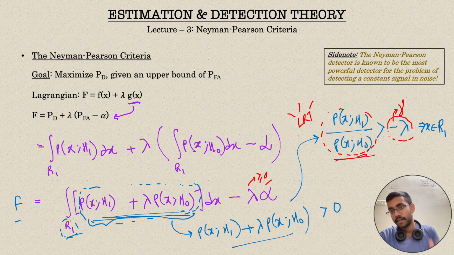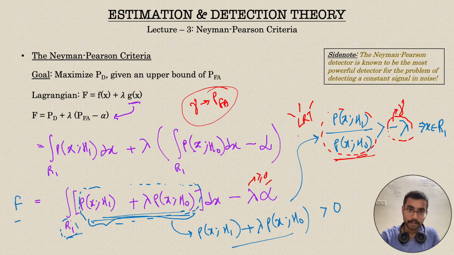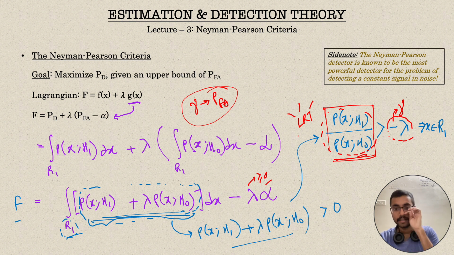This particular threshold that we'll be having, the threshold gamma, how do you obtain that? We obtain that from P of FA, just as we have seen from the last example. P of FA would be giving us that particular value of threshold, and when the value of this LRT ratio is greater than the threshold, then that particular observation belongs to the region R1, or else it belongs to the region R0.